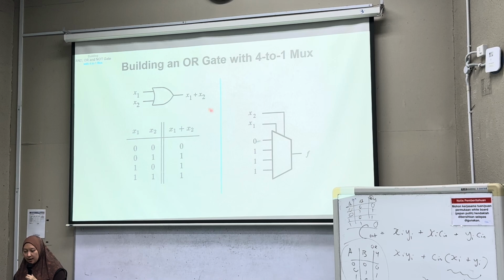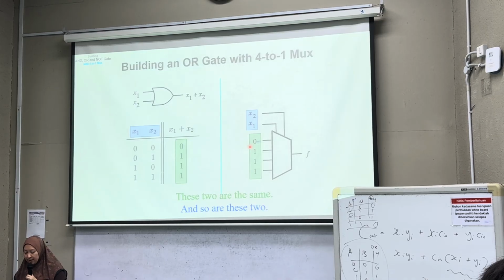Here I'm using a 4-to-1 mux as an OR gate. I just apply the output of an OR gate onto the mux, so these two are the same. From there I can use the 4-to-1 mux as an OR.